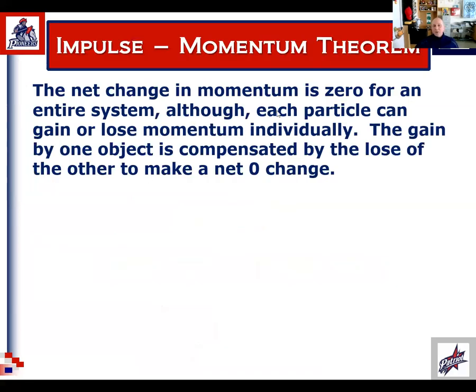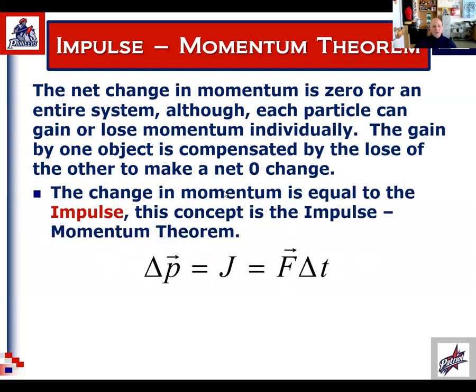And so we're looking at the net change of momentum and how it's 0 for the entire system, for all the things that are involved. Each particle can gain or lose momentum individually, but this takes us to that conservation of momentum idea, that the system can't gain or lose momentum, it just transfers from one object to another to make the net change equal to 0. And so here's my equation for impulse, now that we've talked about it, right? And so you see, this is the impulse momentum idea. Whether or not you put delta P or J first, it doesn't matter. But this should be on your formula sheet.